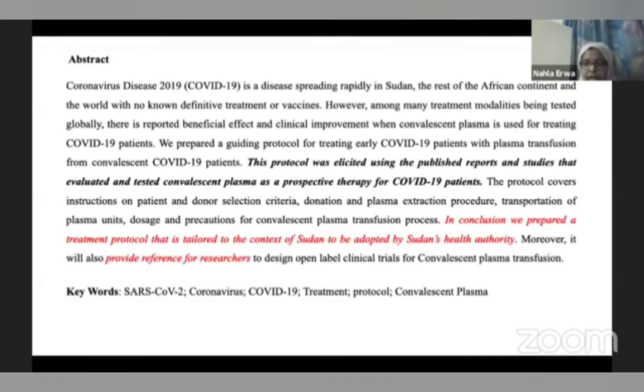So they conclude that this proposal has been prepared in the context of Sudan to be adopted by Sudan's health authorities as a treatment modality, and they are not actually saying that they are trialing this. It is a very basic protocol, and it is still being reviewed by the ethical panels, the research panels, and the other committees, and we're still waiting for the outcome. I think that's all I wanted to say. Thank you very much, and apologies for all the initial inconveniences.